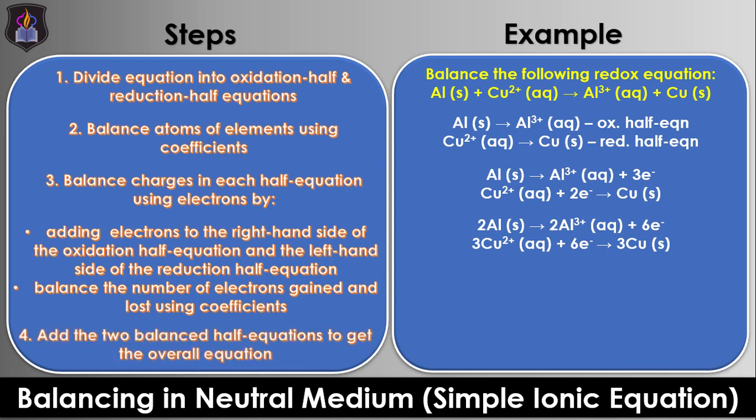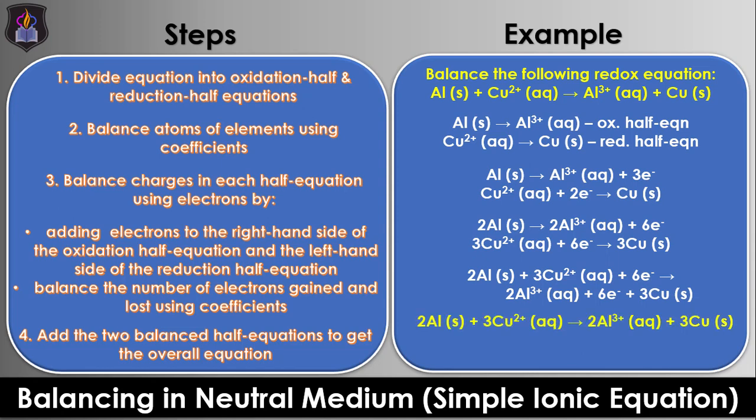Step 4. Add the two balanced half equations and net off any species that appears on both sides of the equation to get the overall equation. When we add the two balanced half equations, 6 electrons appear on both sides of the equation, which are netted off to obtain the overall balanced equation.